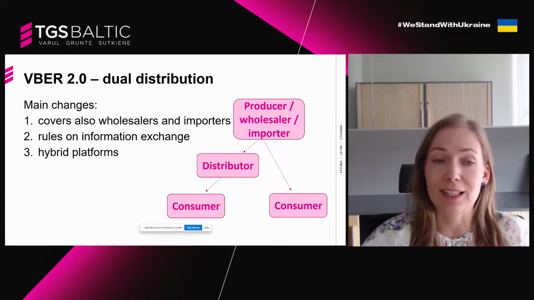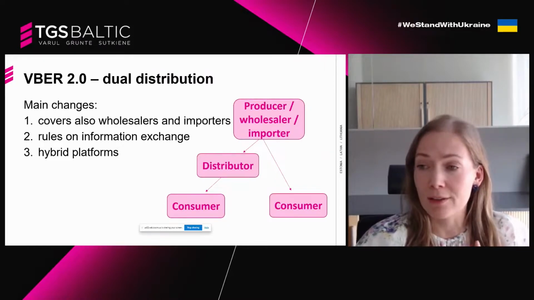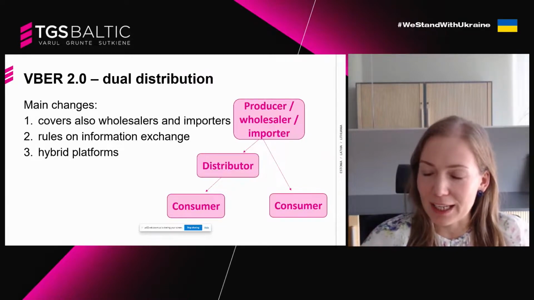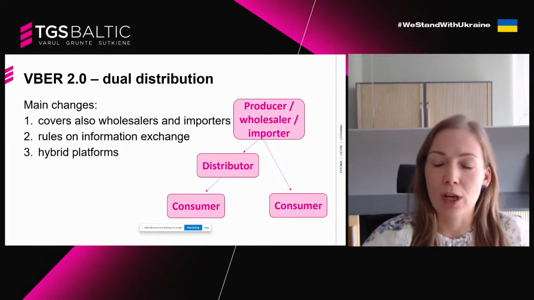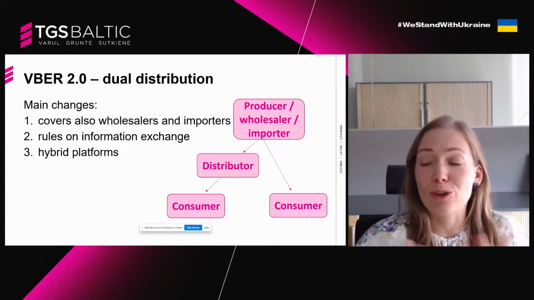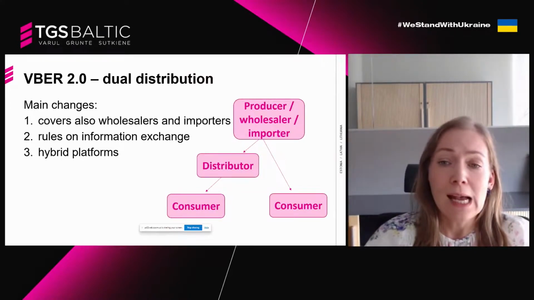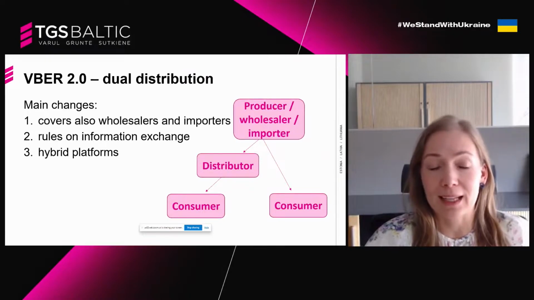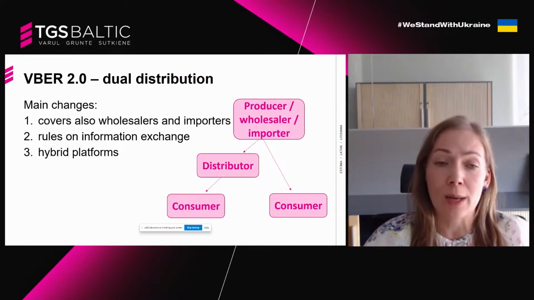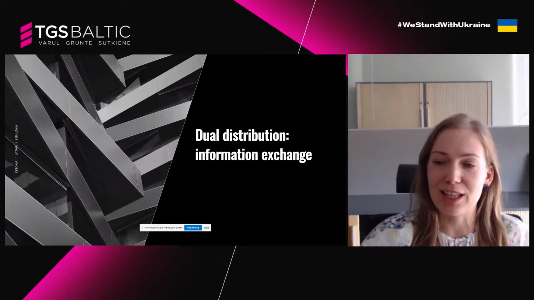So first, this exception of dual distribution also covers wholesalers and importers. So on this illustration, you can see that the exemption when a potential agreement is allowed according to VBER is also a possibility where it's not a producer, but a wholesaler or importer. And also, as Johannes also mentioned, there are changes in rules of information exchange and hybrid platforms. So I will touch upon these main changes in a little bit more detail.